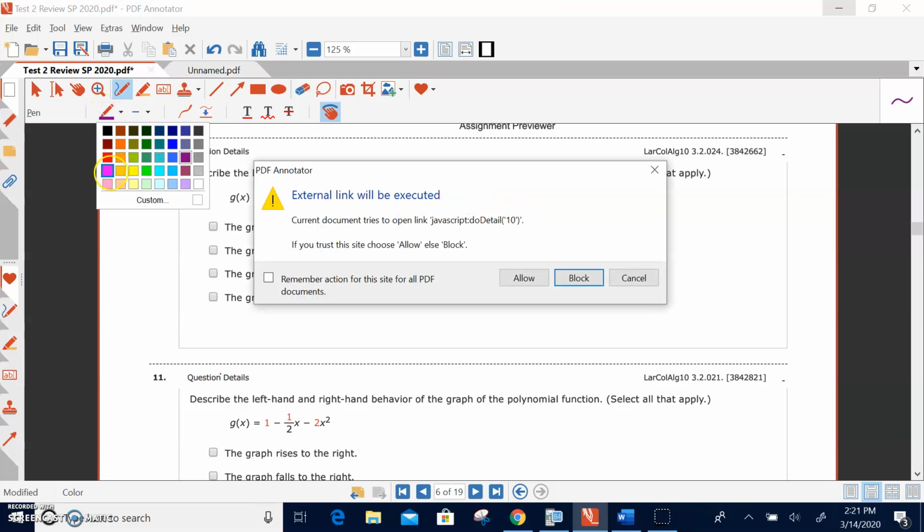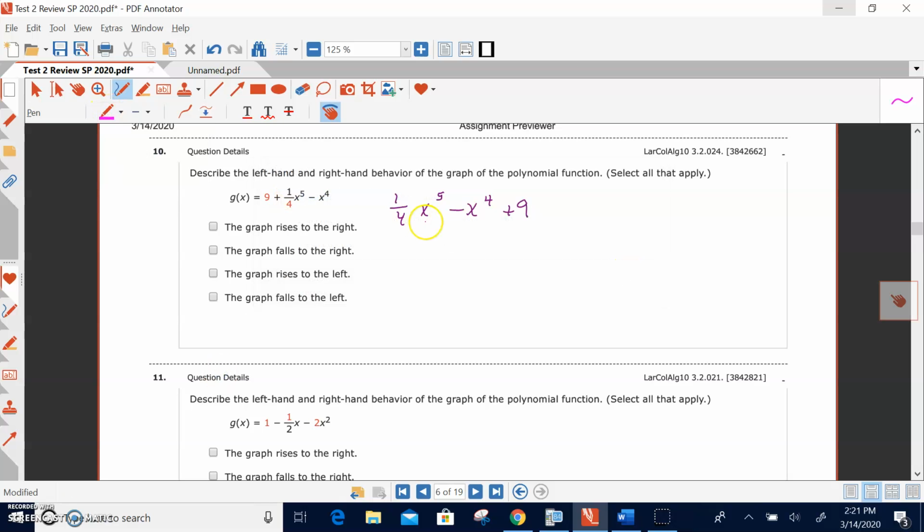And remember, you determine your leading behavior by the leading term. Since the exponent is odd, the ends are going to behave like x cubed, and x cubed looks like this. Since the number in front of the x to the 5th is positive, I don't need to flip it, so the left is going to go down and the right is going to go up. So it falls to the left, and it rises to the right. I would check those two parts.